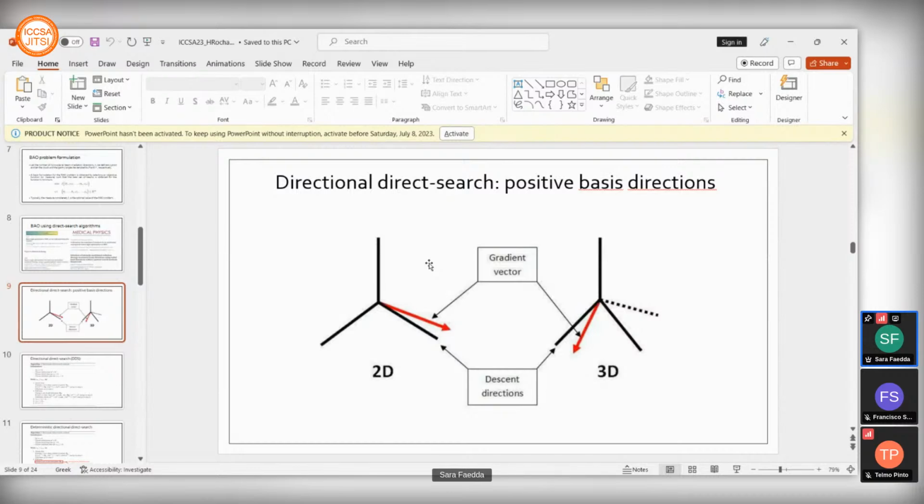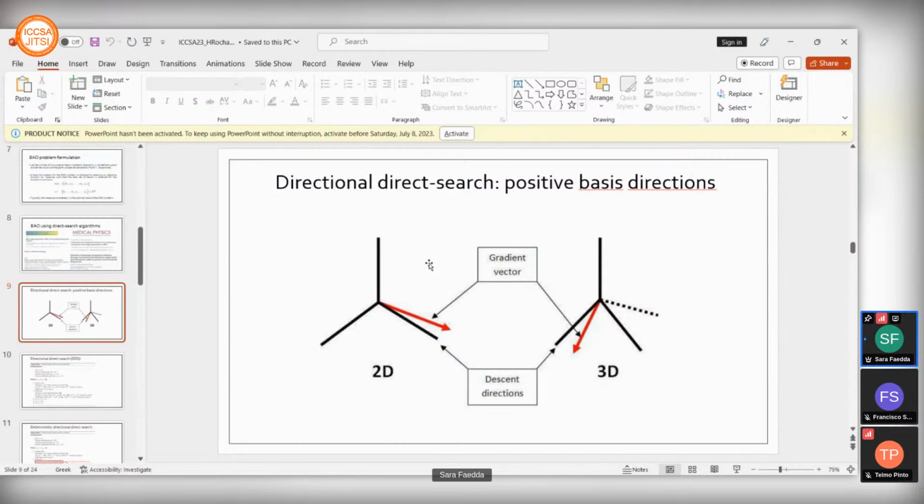These methods use the notion of positive basis directions. What is a positive basis? For those who know linear algebra, a positive basis is almost like a basis. It's a set of vectors that span the entire search space, and the only difference here is that the scalars are positive. Here we have an illustration of two positive bases. And we can show that a positive basis for a search space of dimension n has at least n plus 1 directions and at most 2n.